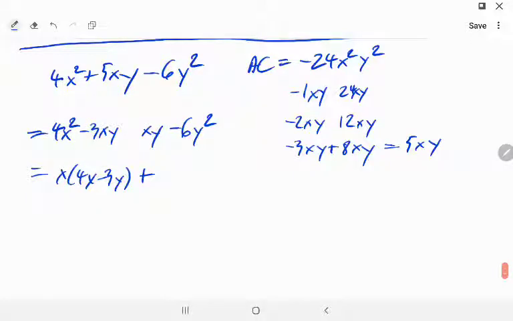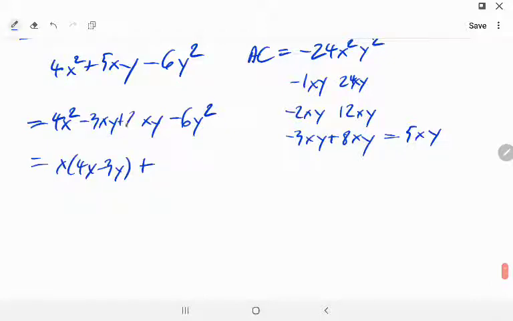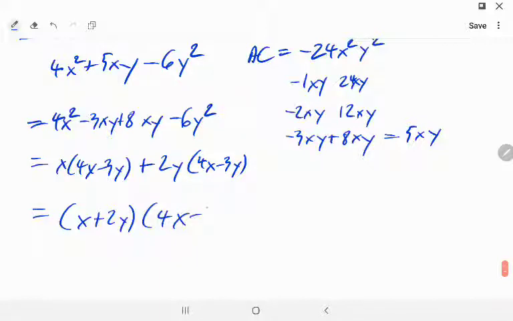So we have negative 3xy plus 8xy, and so now we can factor out a common factor of 2y, which leaves behind 4x minus 3y. And so we get the quantity x plus 2y times the quantity 4x minus 3y.